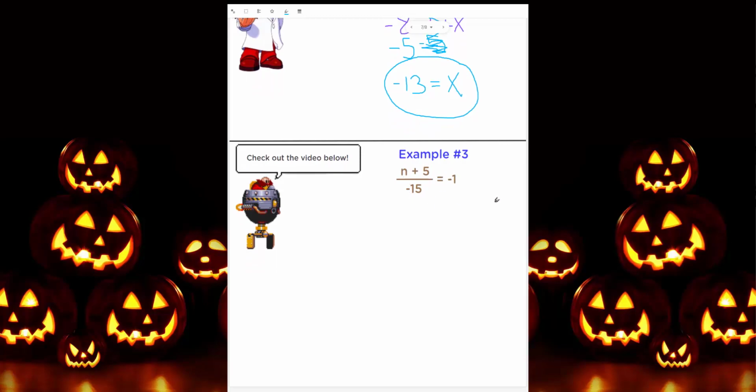Okay, last one, folks. We have one side of the equal sign that is one big fraction. Let's cancel out the division first. We're going to multiply both sides by negative 15. Okay, because remember, we're trying to get our variable n all by itself. The negative 15s will cancel. And that means on the left side of the equal sign, we'll have n plus 5. And on the right-hand side, negative 1 times negative 15 is positive 15.